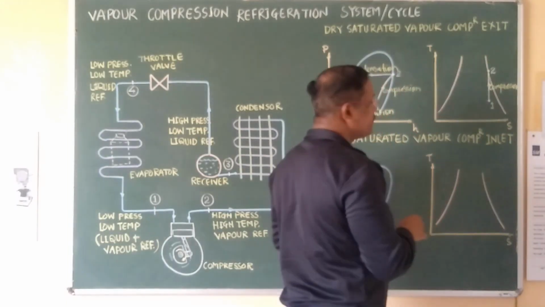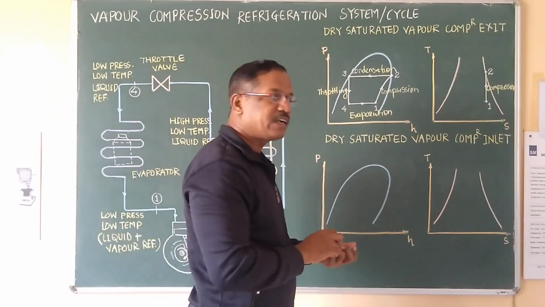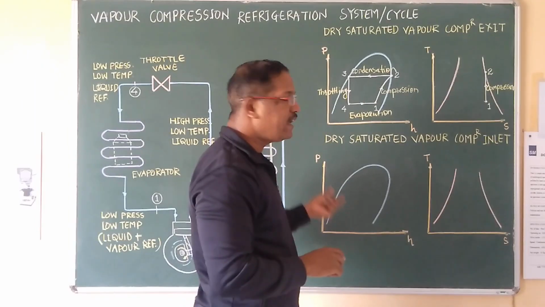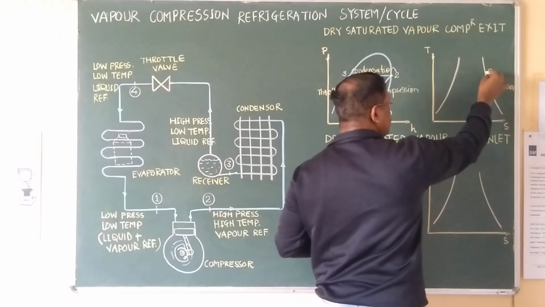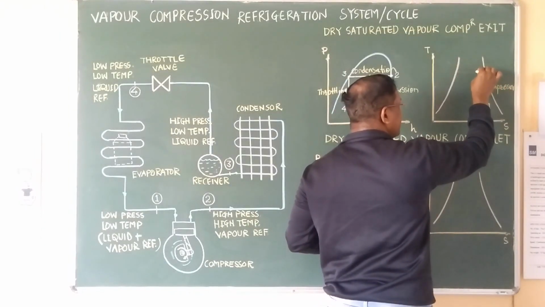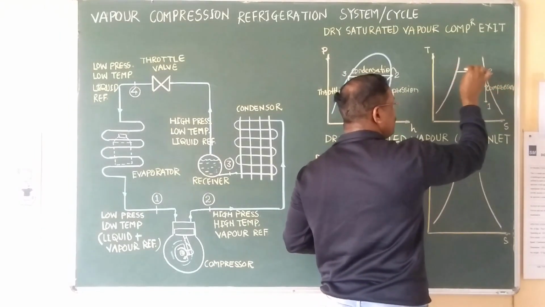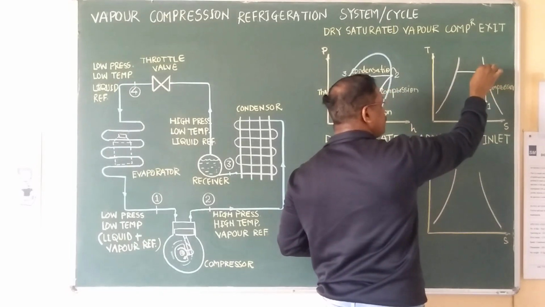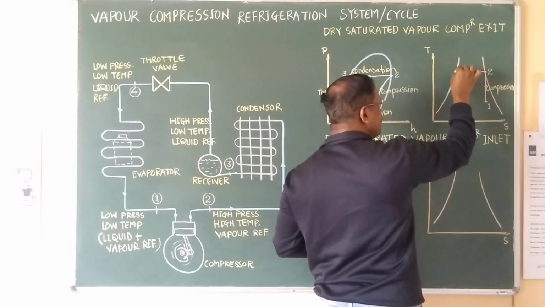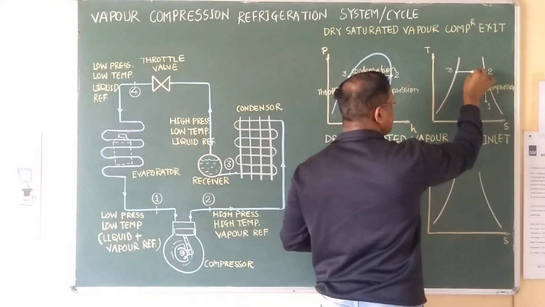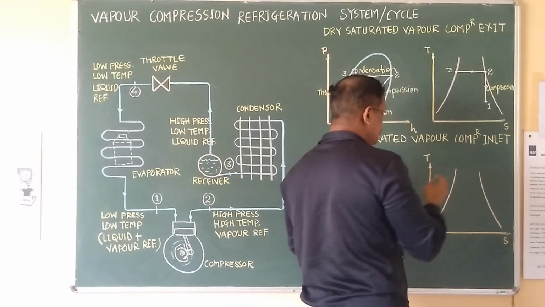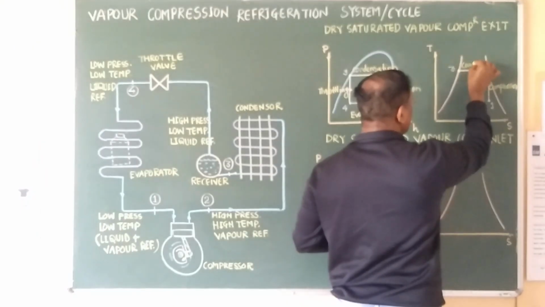After compression, it will pass through a condenser where only latent heat is extracted out. So phase change takes place, temperature remains the same. So vapor to liquid. So phase change takes place. This is condensation.